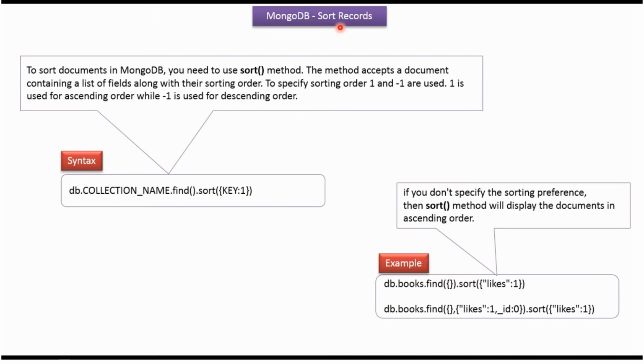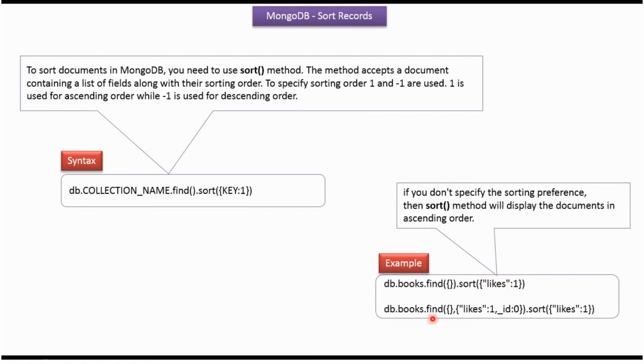In this video tutorial I will explain how to sort the records in MongoDB. Here you can see the syntax of the sort method. Here we are passing the key, and 1 means ascending order, and -1 means descending order. Here you can see the example: db.books collection, then the find method, then sort, and documents will be arranged in ascending order based on the likes field.